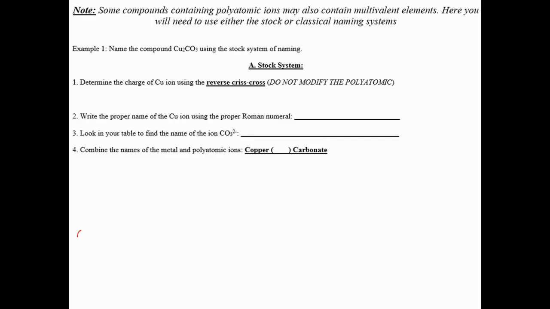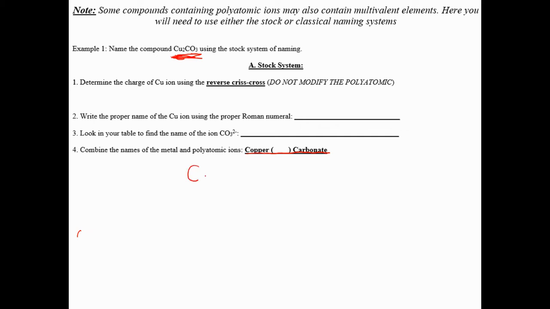You will have to sometimes name ionic compounds with polyatomic ions that also contain multivalent elements. The same rules apply. It's just that you have to make sure that you're writing down the number for the multivalent metal that you're dealing with, the Roman numeral. Is it copper 1 or copper 2, for example? So here we want to name this compound Cu2CO3. Generally I start off by writing out the name as copper something carbonate. We have to figure out which copper that is. I'm going to show you how to do that because it can be a bit trickier with polyatomic ions.